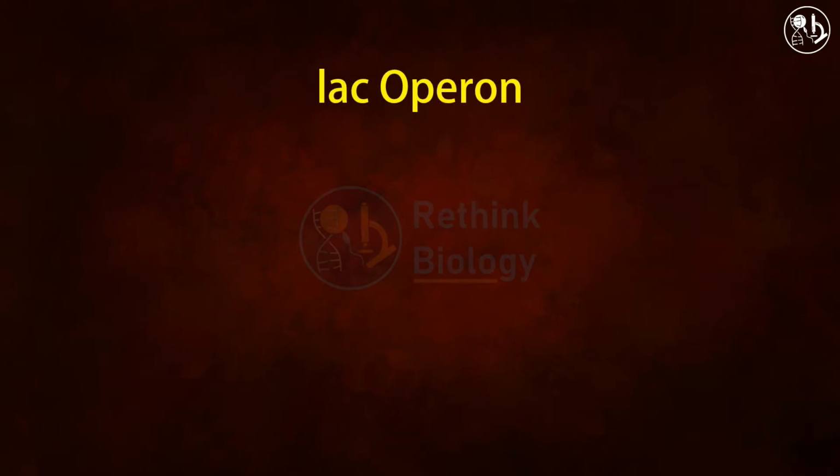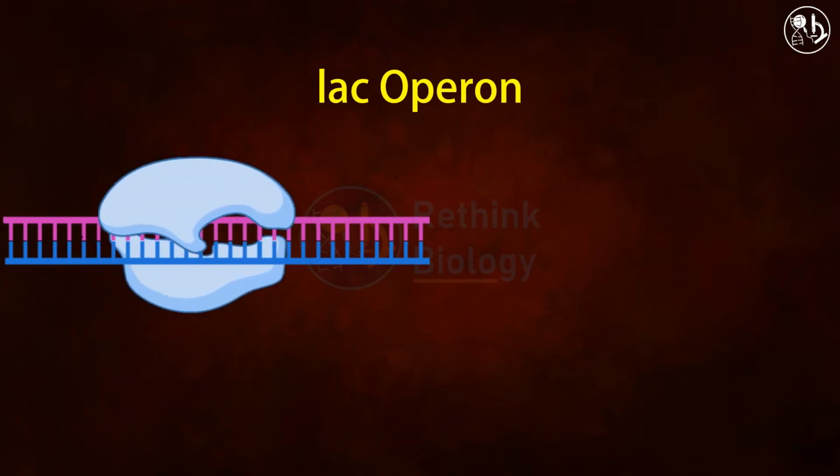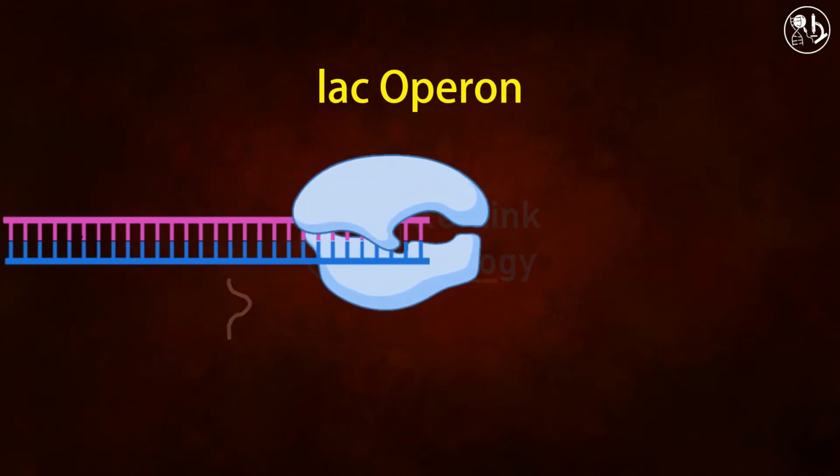Hello everyone, today we are going to learn about lactose operon or Lac Operon. Bacteria use regulatory proteins to turn groups of genes on and off in response to diverse environmental signals, allowing them to adapt to changes in the environment.